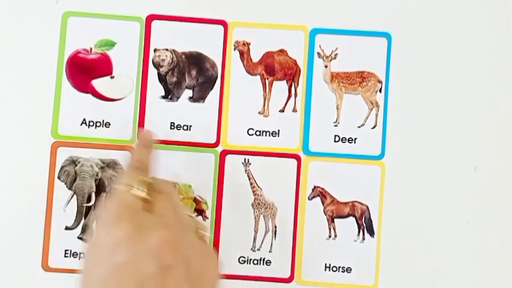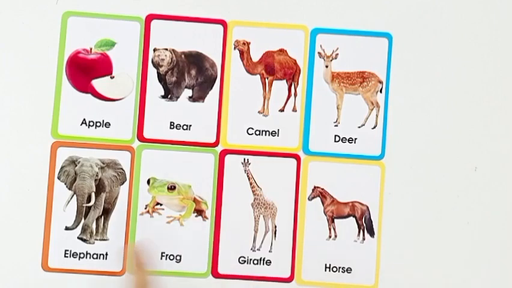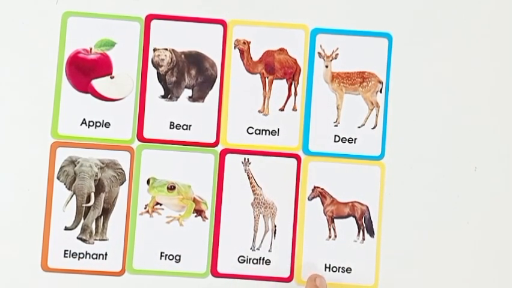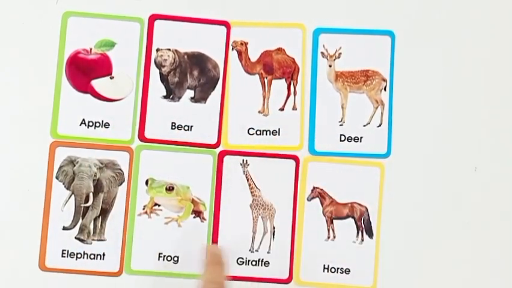A for apple. B for bear. C for camel. D for deer. E for elephant. F for frog. G for giraffe. H for horse. A, B, C, D, E, F, G, H.